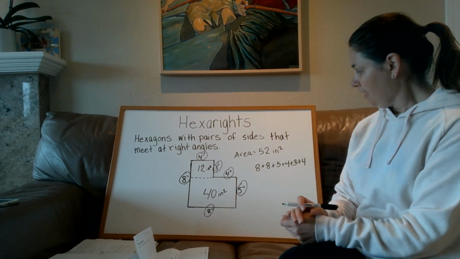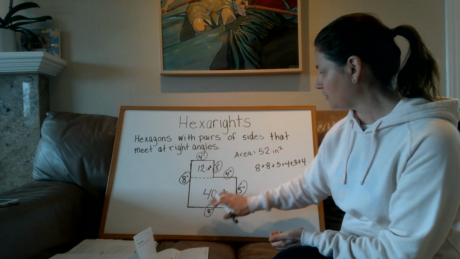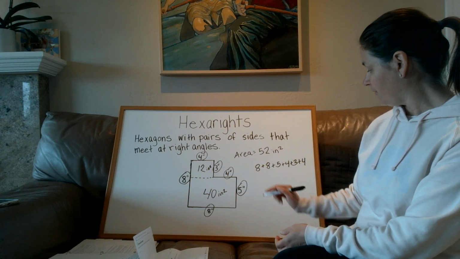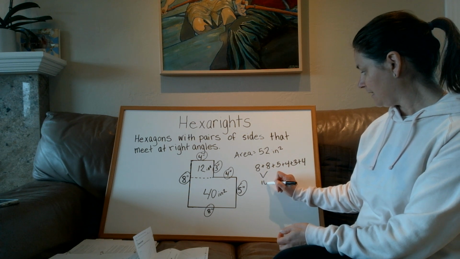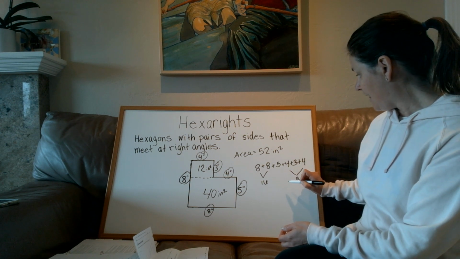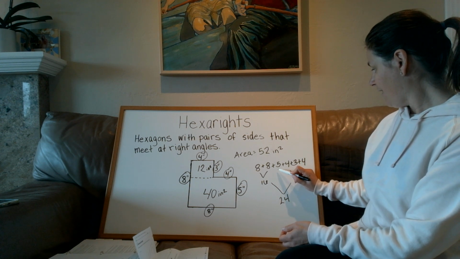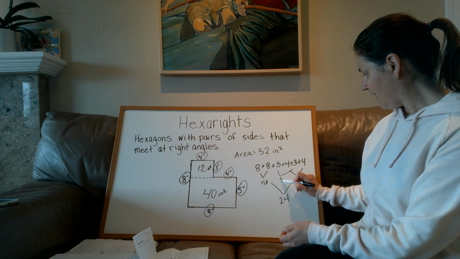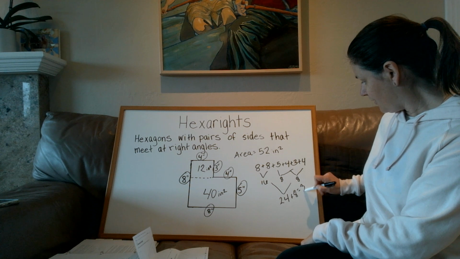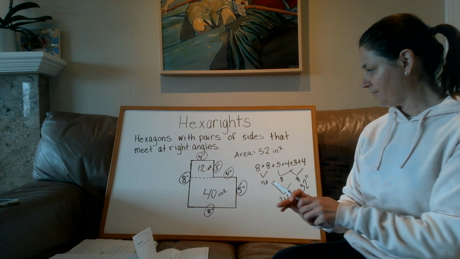Whatever strategy you have for adding these numbers together, maybe you added like numbers together first, like 8 plus 8 is 16, and 4 plus 4 is 8, and then 16 plus 8 is 24. Then we've got 5 and 3, which is another 8. What are the chances? Plus 8 equals 32 inches. Perimeter, Hexarights.